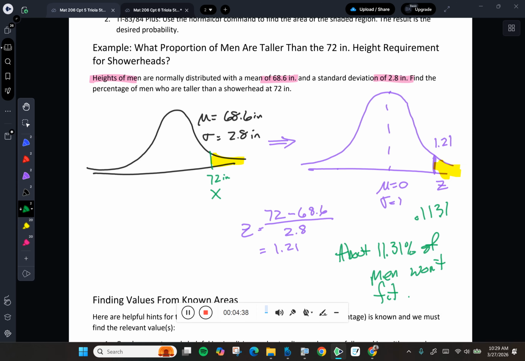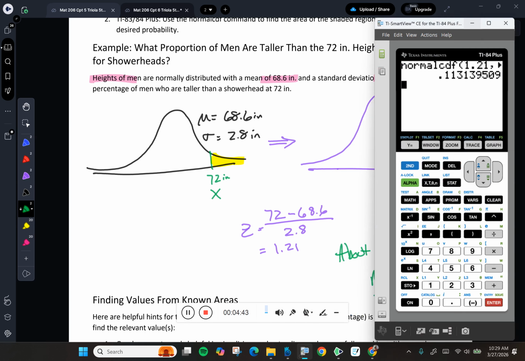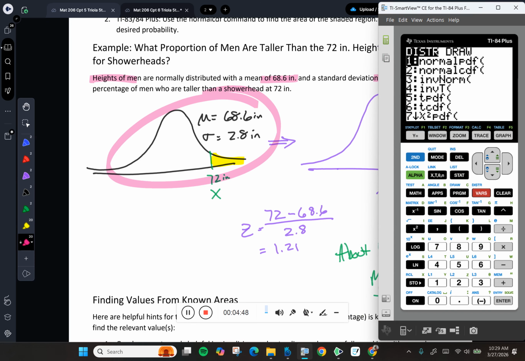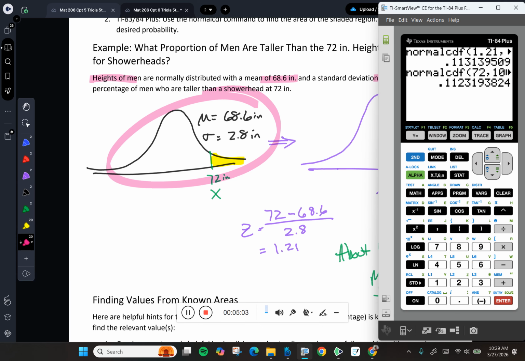Now, why wouldn't I have just done it directly over here? Why wouldn't I have just grabbed my calculator and said, just do this directly? Go to your distribution menu, go to normal CDF, put a lower limit in of 72, no upper limit, so put 1,000 in, put in your mean of 68.6, put in your standard deviation of 2.8, paste that back in. Wait a second, it's different. Why is it different? Did I type something wrong? Let me check it again.